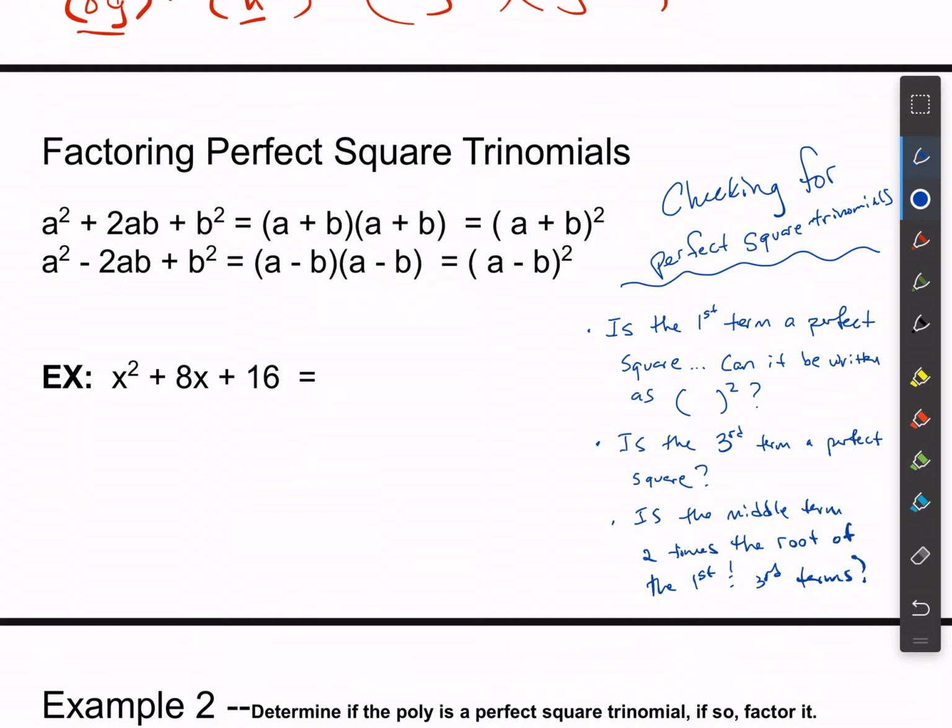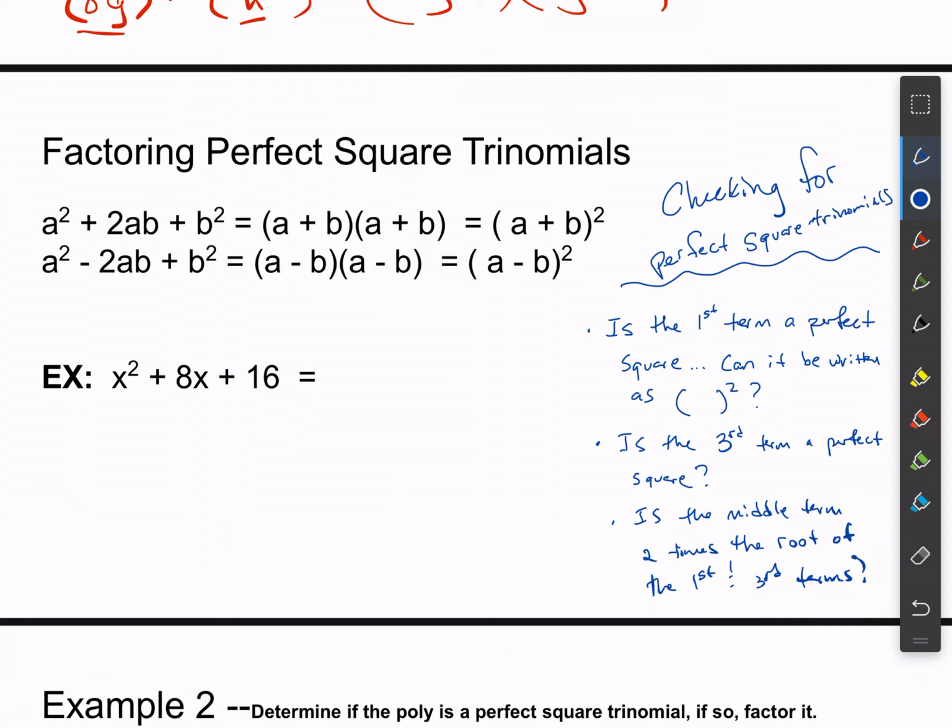This one is not as important as the last one to really memorize and know, but it can definitely come in handy later on, so I recommend that you practice it and practice looking for it. So this is called a perfect square trinomial.